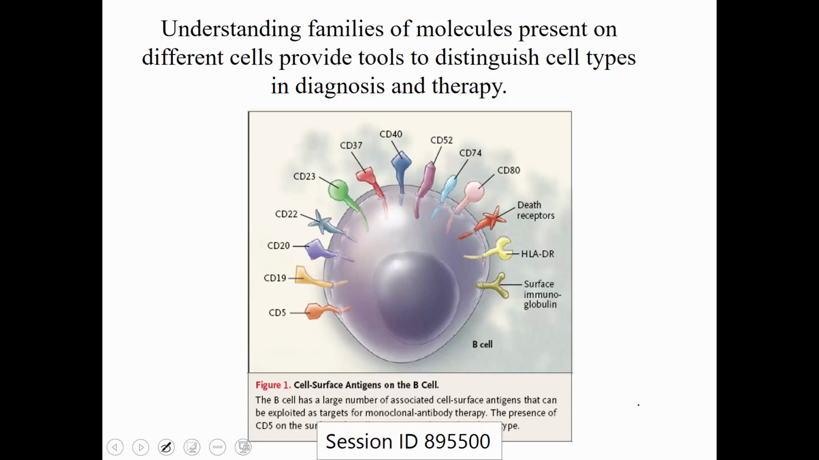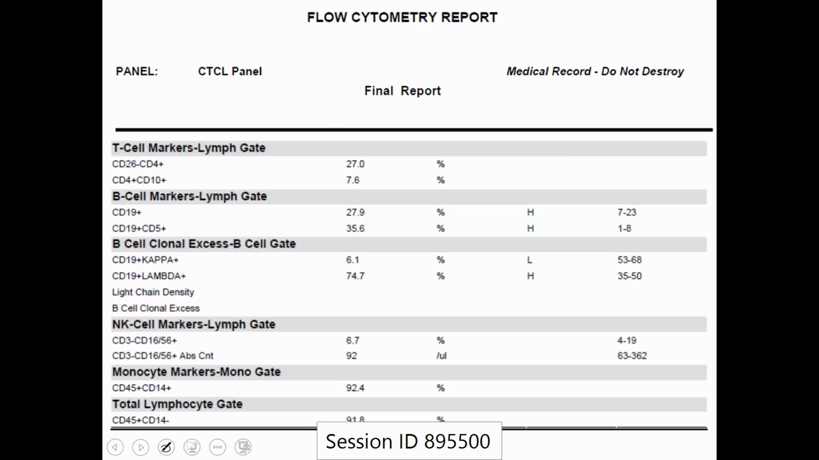This becomes important, so when someone says, let's do a differential diagnosis and let's look at CD markers, you may get a flow cytometry report. You now know what flow cytometry is. This is of a patient that had a form of lymphoma. Okay? And here you have CD26, CD4 positive. You will know what CD4 positive means.